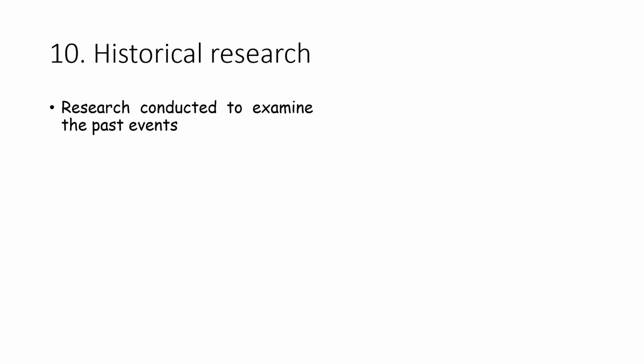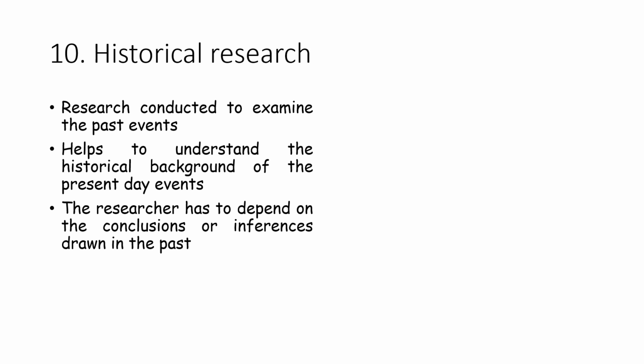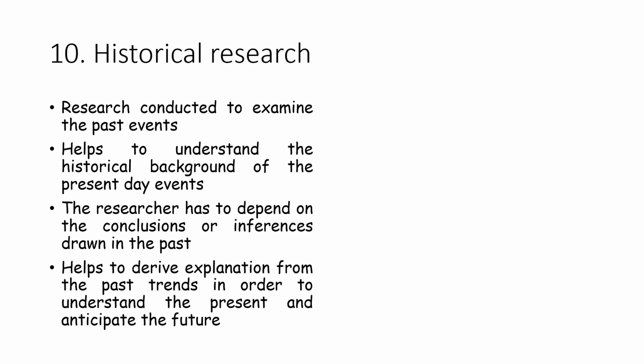The last type of research is historical research. Historical research is a research conducted to examine the past events. In other words, it is a research that helps to understand the historical background of the present day events. In historical research, the researcher has to depend on the conclusions or inferences that have been drawn in the past. Historical research helps to derive explanation from the past trends in order to understand the present and anticipate the future.